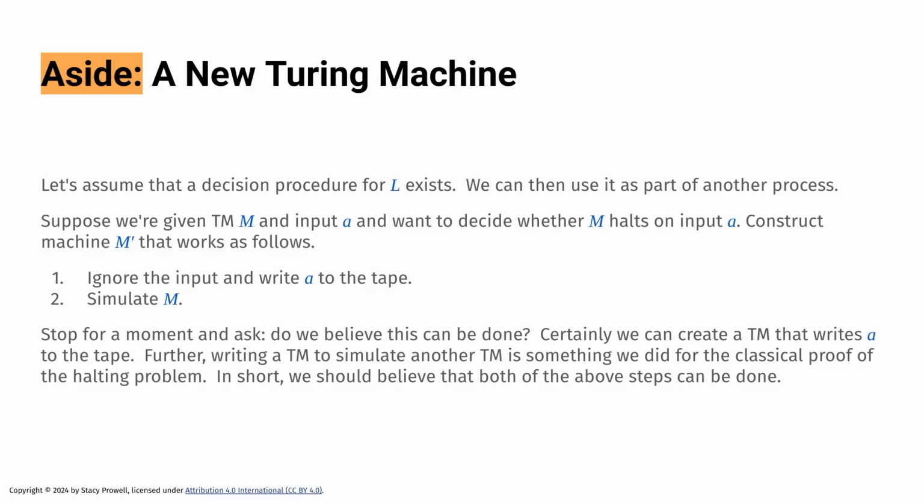So let's ask about what we have so far. Do we believe the stuff we have so far can be done? Do you think you can create a Turing machine that writes a string to the tape? Sure, that seems doable. Do you believe you can make a Turing machine that simulates another? You should, because that's how we originally got the proof of the halting problem. So yeah, we can do these two things. You should believe that we can. Okay.